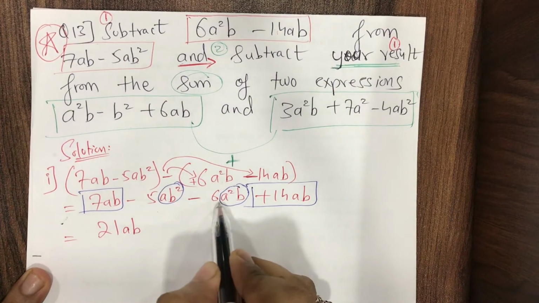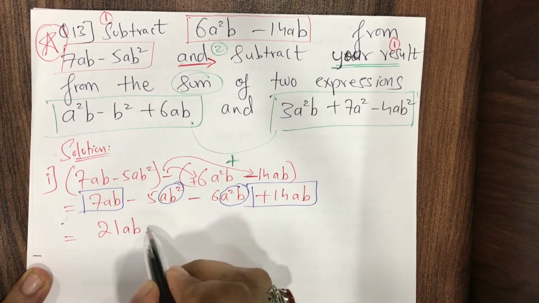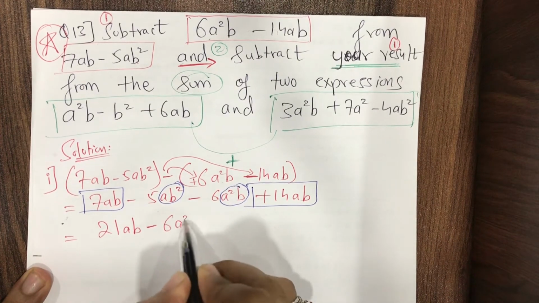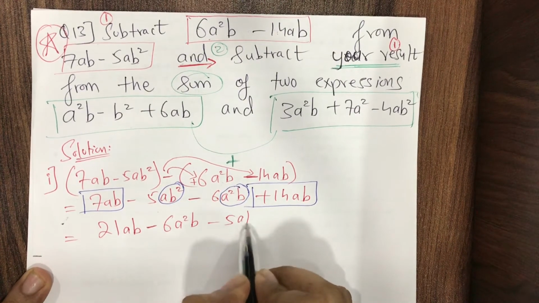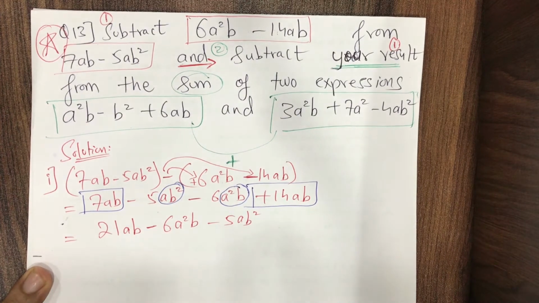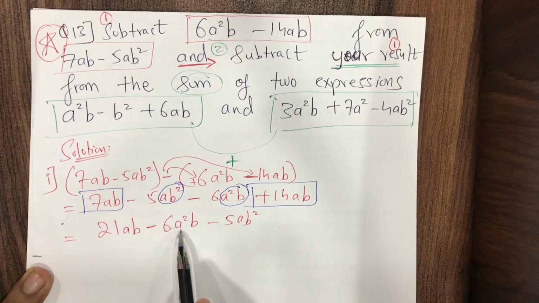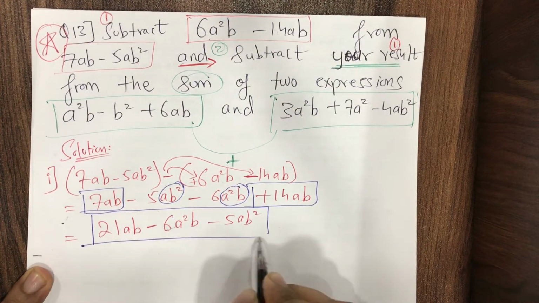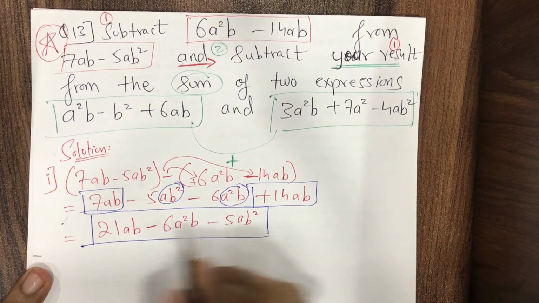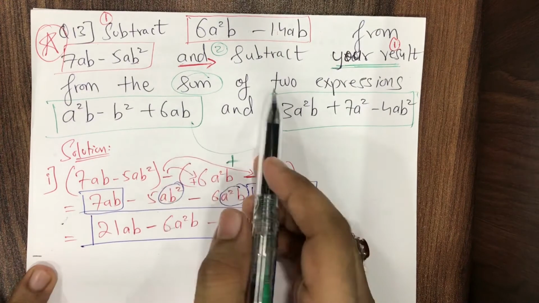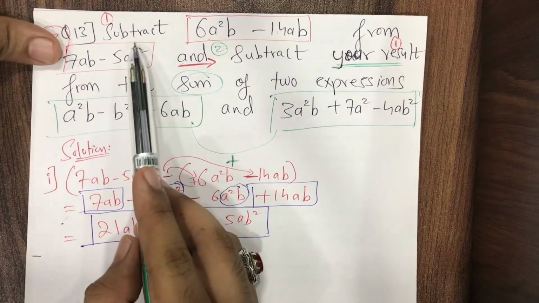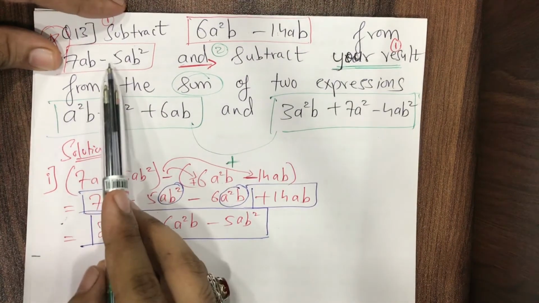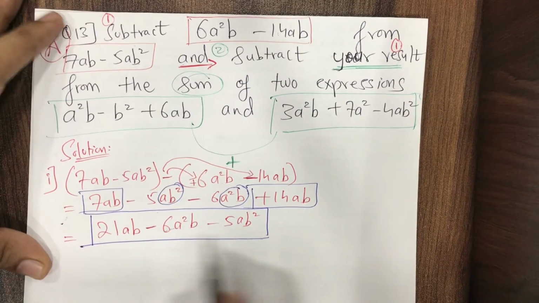So first I'll write this one. You can even write this first. Minus 6a square b minus 5ab square. Students, this is our answer. This is the result of subtraction of case 1. They had told us to subtract this from this. Okay. This is the result of subtraction.